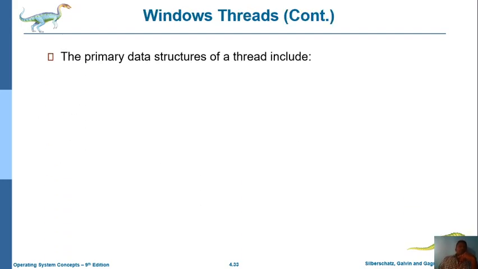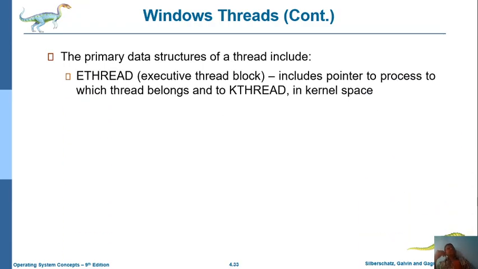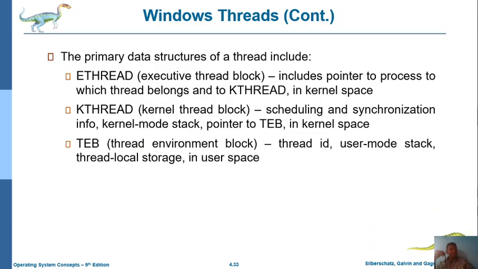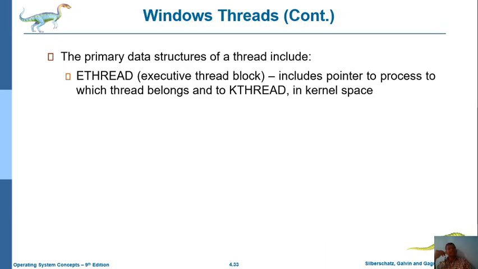Next, the primary data structures. What are the primary data structures for the thread? Now we observe some basic or minimum requirements for the thread data structure. Here these are classified into three categories: one is the E thread, another one is the K thread, and another one is the TEB. So these are the three data structures used by the threads.